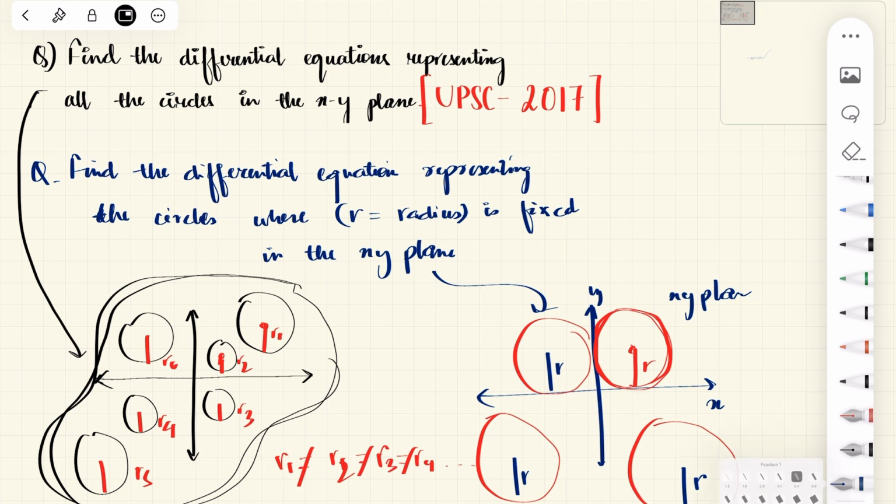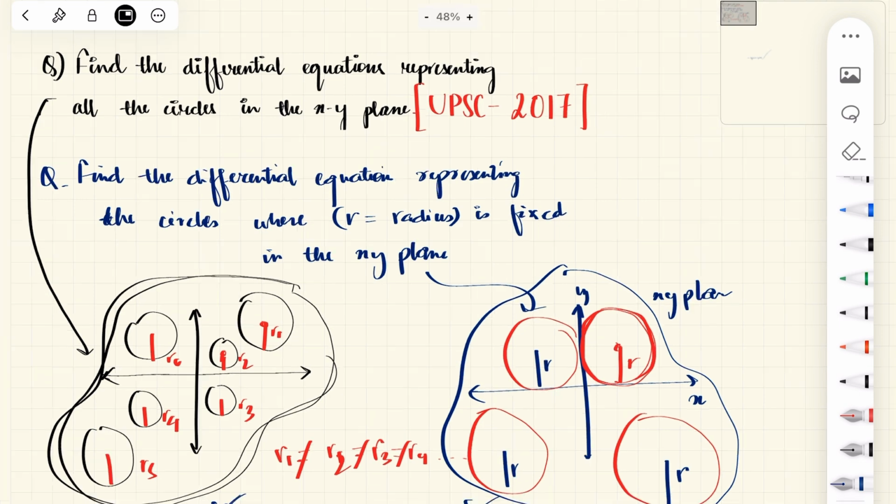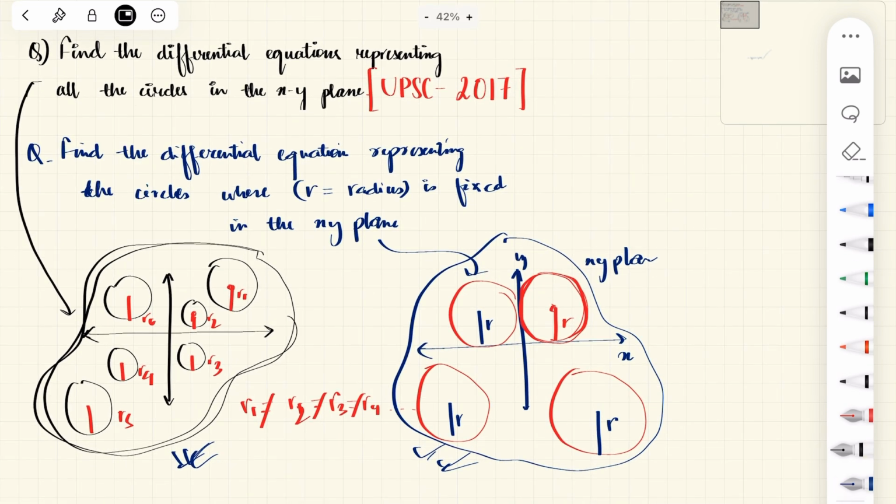So we are going to find the differential equation of this. Yes or no? See the difference, right? Here the circle is sometimes big, sometimes small, but here the circle is the same. So according to the question, we are going to solve different questions. Yes or no? I'm checking this because the equation will be the same.